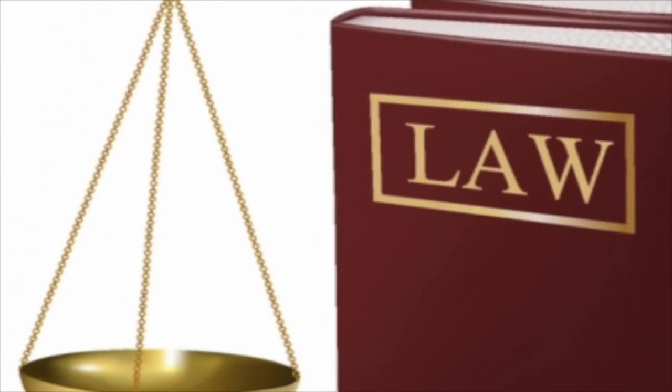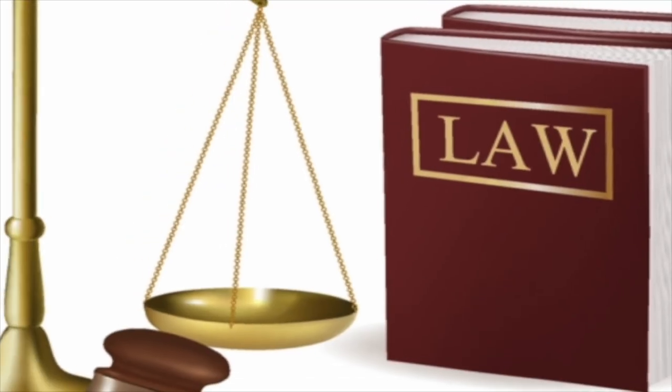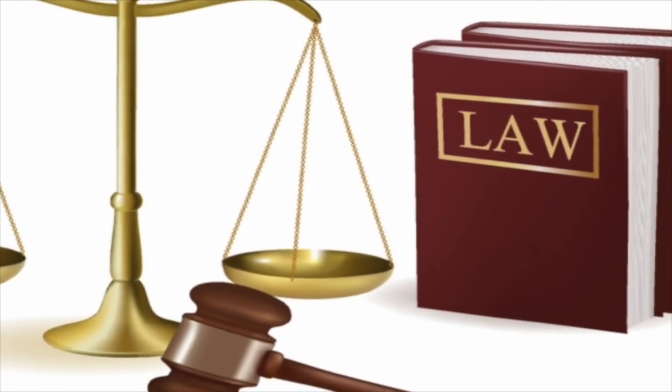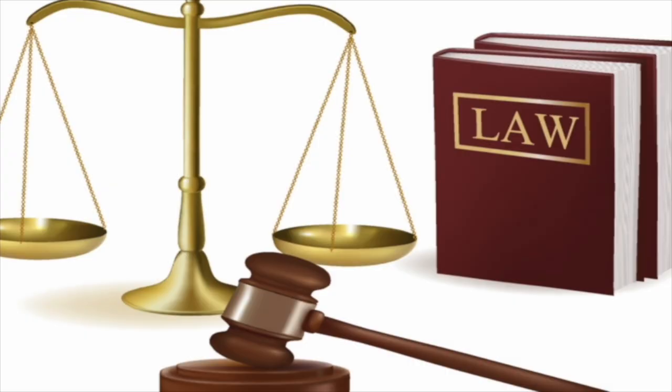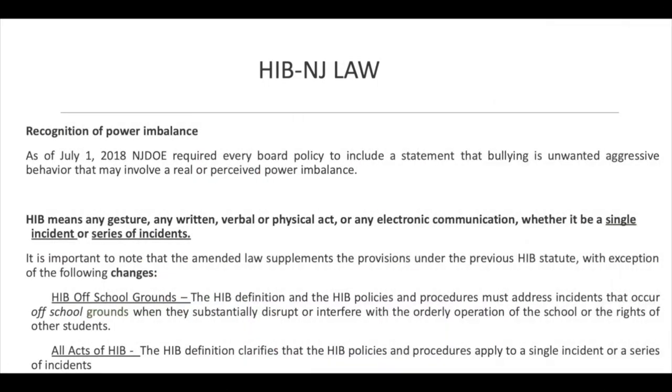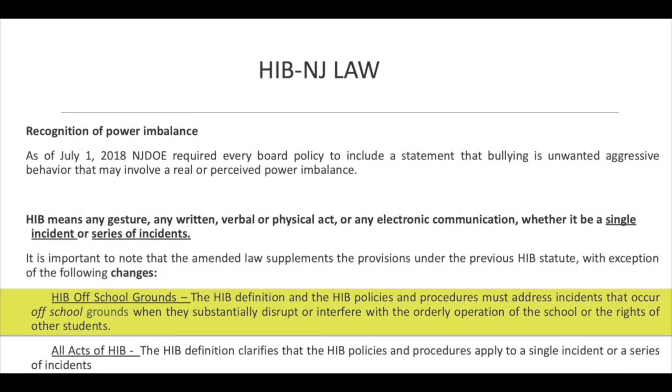It is important to note that the amended law supplements the provisions under the previous HIB statute, with the exception of the following changes. HIB off school grounds. The HIB definition and the HIB policies and procedures must address incidents that occur off school grounds when they substantially disrupt or interfere with the orderly operation of the school or the rights of the students.